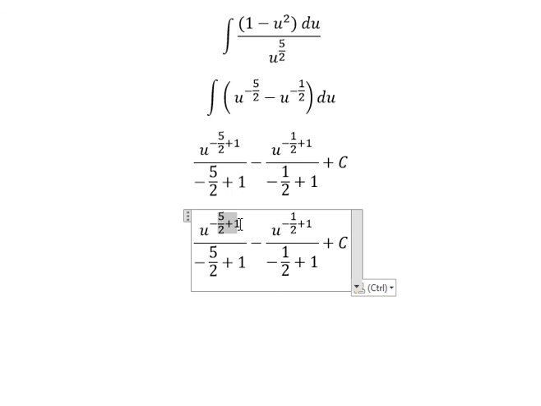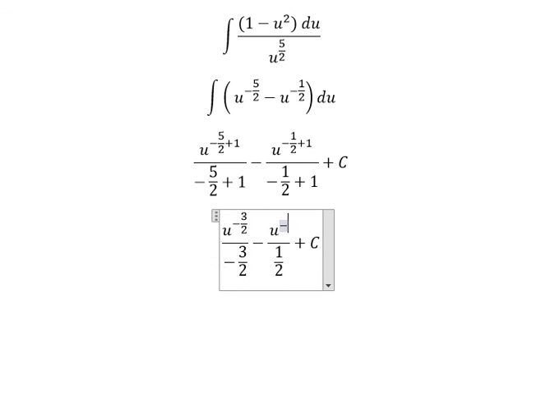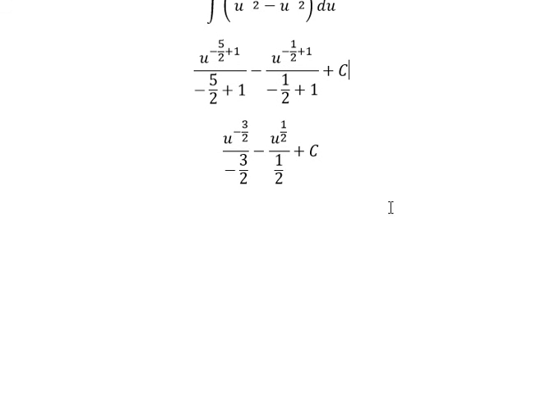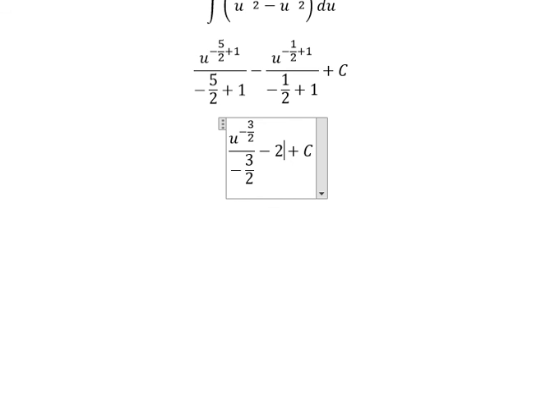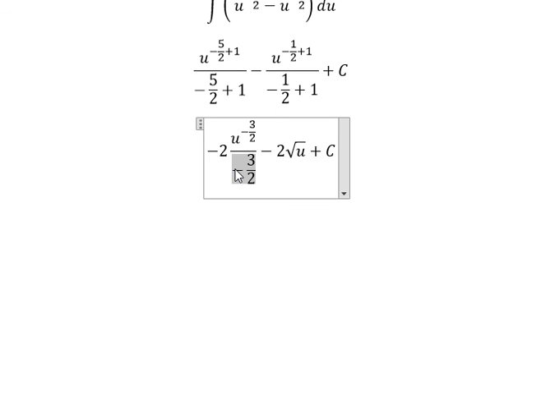So this one you got 3 over 2. This one you got 3 over 2. This one you got 1 over 2 in the positive. So this one you got the square root 2 multiplied with the square root of u. This one you got negative 2 over 3.